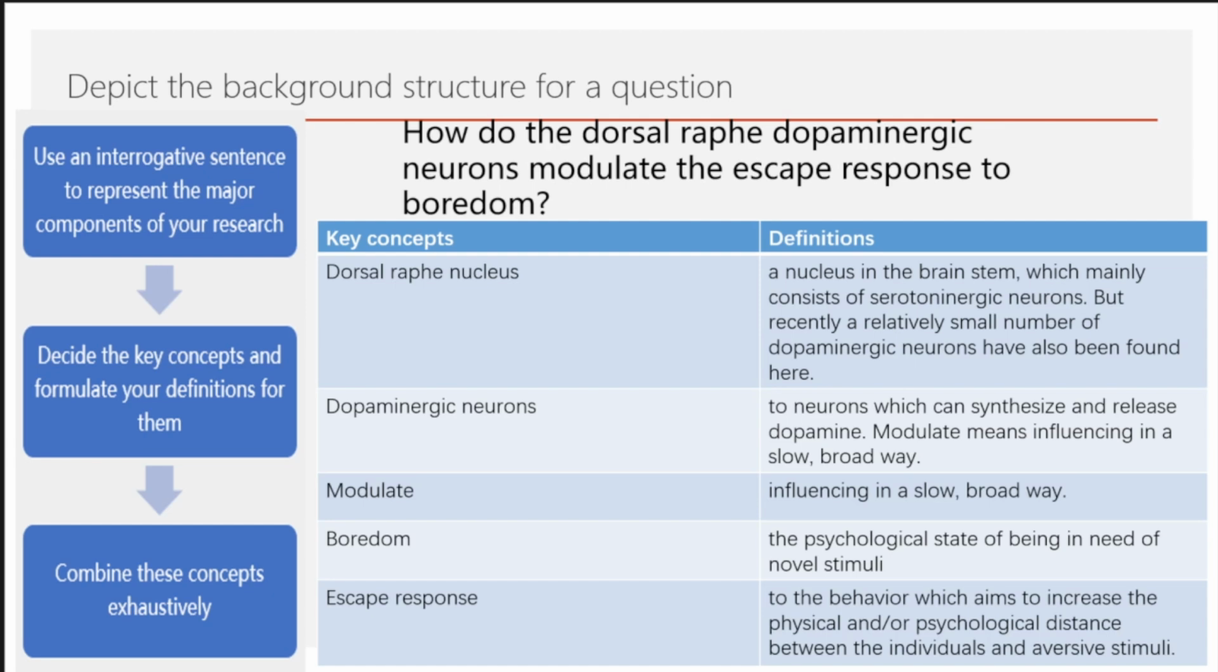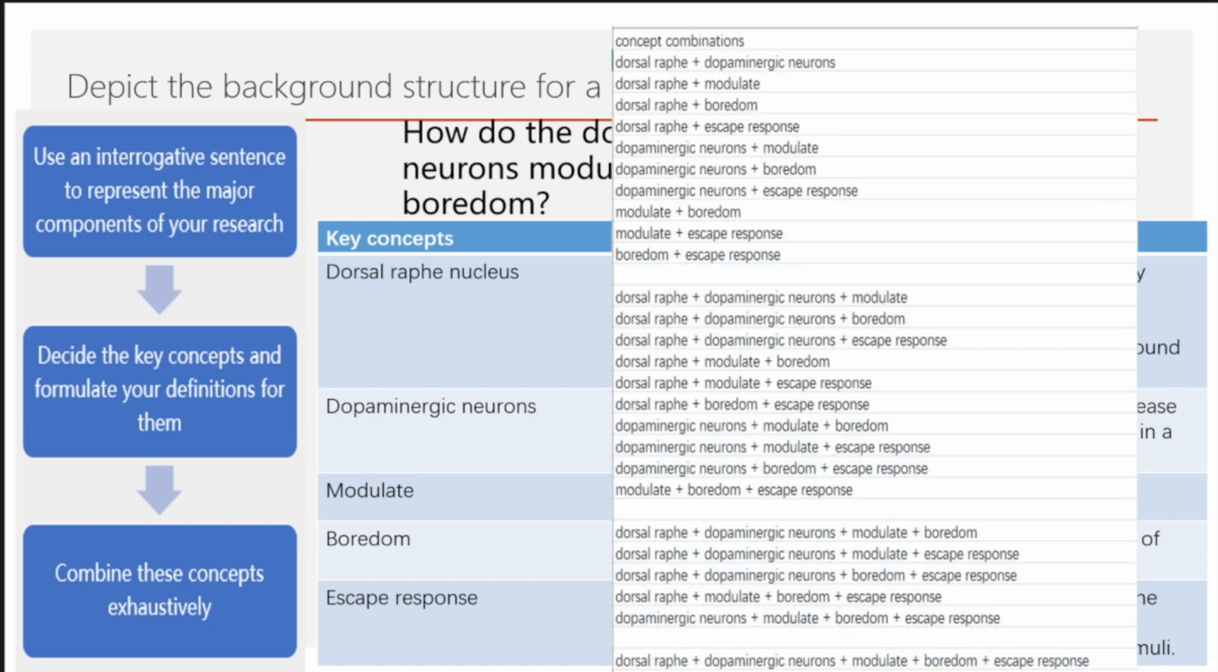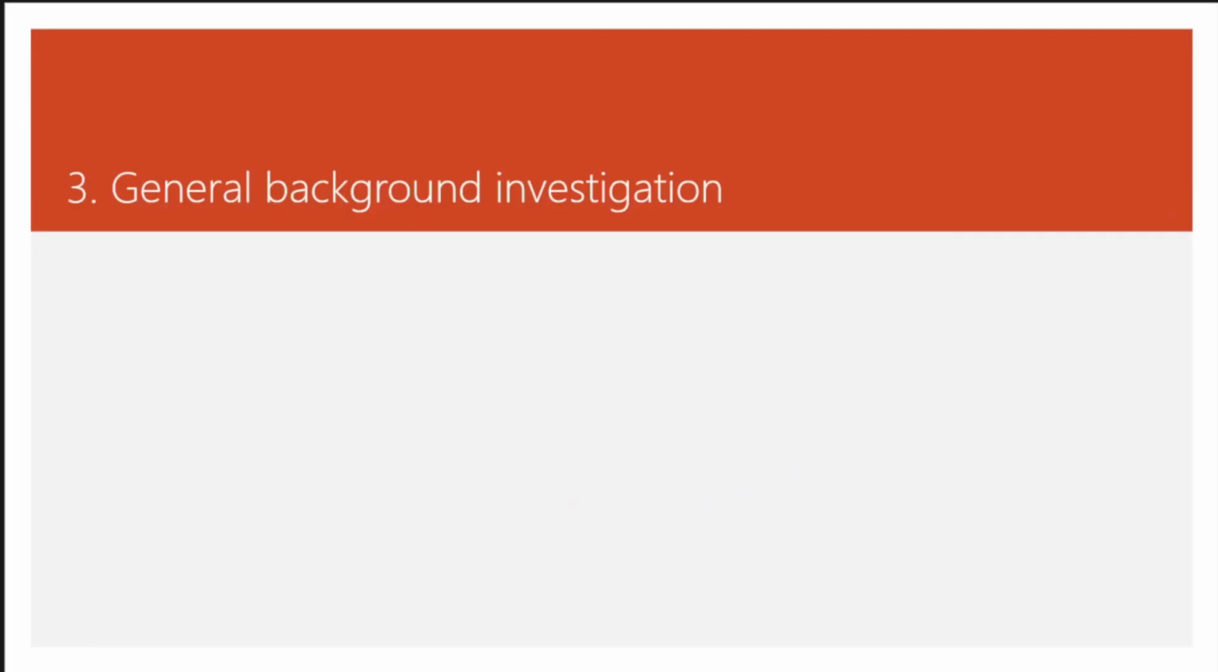Modulate means influencing in a slow, broad way. Boredom refers to the psychological state of being in need of novel stimuli. Escape response refers to the behavior which aims to increase the physical and/or psychological distance between the individual and aversive stimuli. The results of the exhaustive combination for these concepts are as shown in the picture. This concept combination, along with the five key concepts, constitute the background structure of the current question.